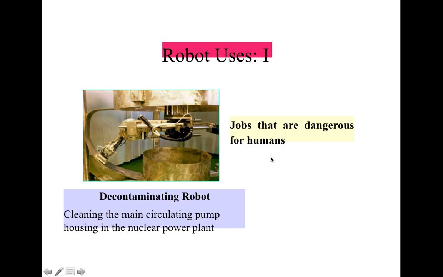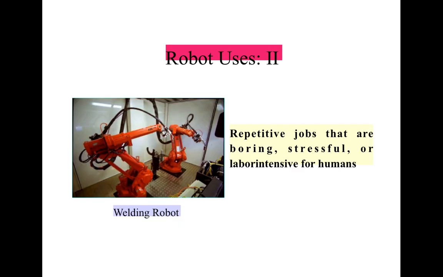So I have given some robotic applications which we usually use in various operations, such as jobs that are dangerous for human beings. This is a decontaminating robot. It is used for cleaning the main circulating pump housing in a nuclear power plant. As we know, a nuclear power plant emits a lot of radiation, which is very harmful and causes cancerous growth and so on. In such a situation, we are using these robots.